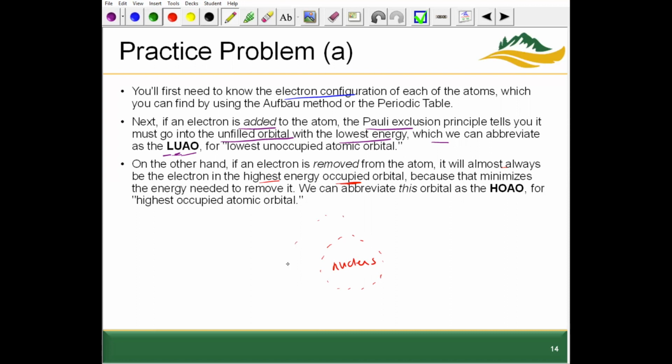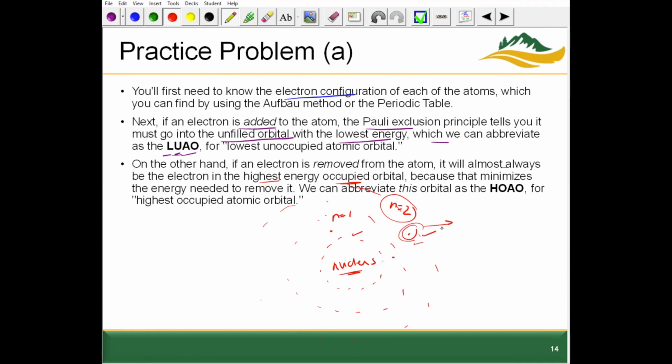Just using an example with n equals 1 and n equals 2 for the s-shaped orbitals, we would not want to remove an electron from the n equals 1 sphere because that's closer to the nucleus, it's at a lower energy. We would want to remove an electron from n equals 2, it's further away from the nucleus, it's easier to remove. Less energy is required to pluck away an electron that is further from the nucleus because the positive charge of the nucleus will pull these electrons in more strongly.